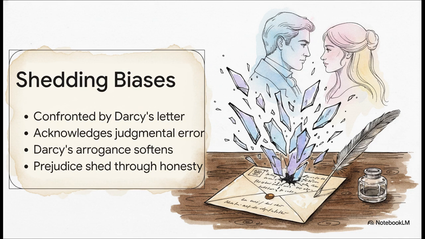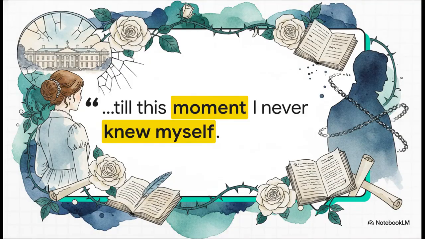But the transformation is parallel. Darcy's aristocratic arrogance softens through humility and candor, while Elizabeth sheds her prejudice through profound emotional honesty. The ultimate union between them isn't just some romantic fairy tale ending, it is a mutual correction of flaws. It proves that human fallibility can be overcome, but only through really intense self-awareness. And that intense realization is perfectly captured right here.